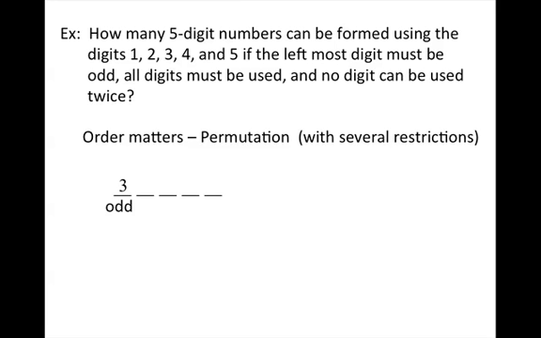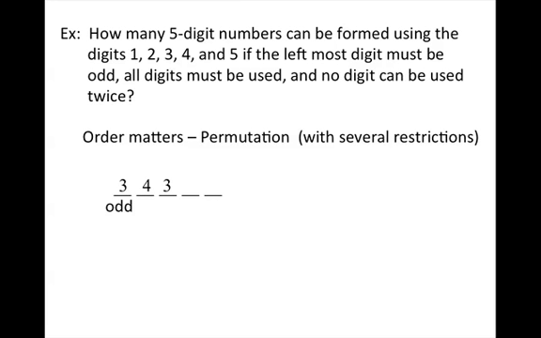For my remaining digits, I can use any of the numbers. I just can't repeat any numbers. So I started out with 5 numbers, but I put one of the odd numbers first. So that leaves me with 4 numbers to choose from for the second digit. Now I've used 2 of the 5 numbers, so I have 3 left to choose from for the third position.